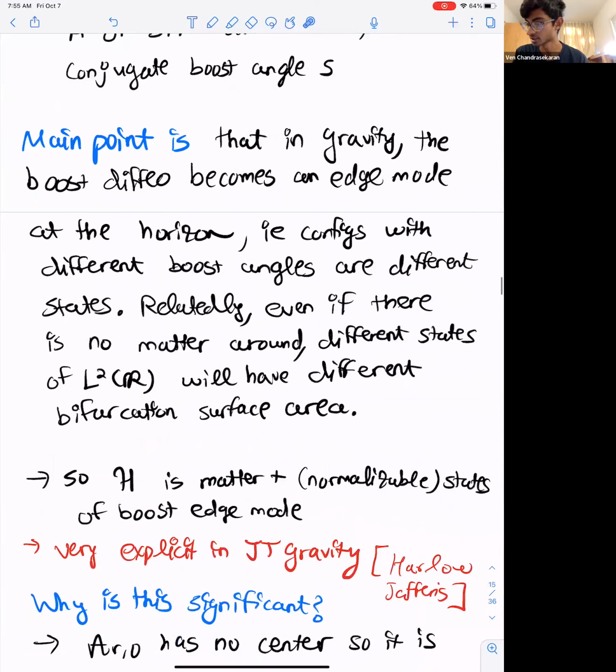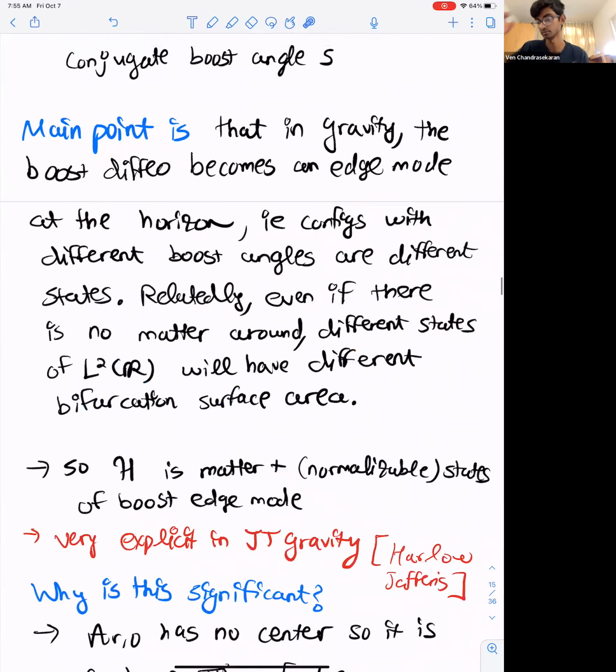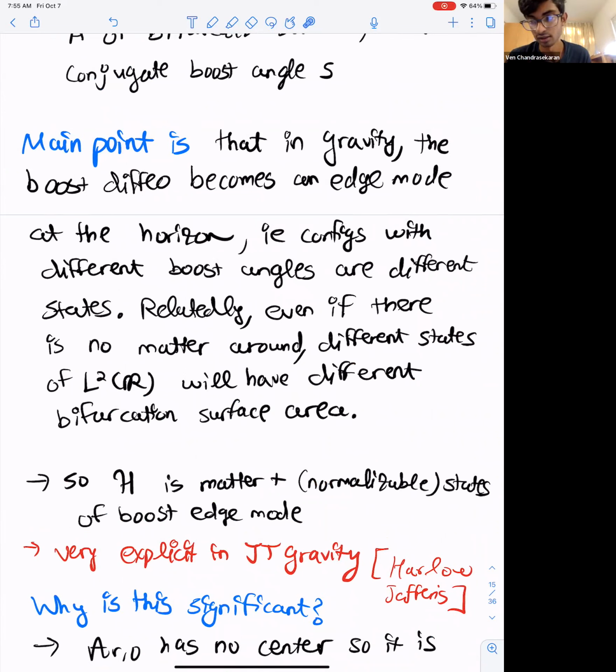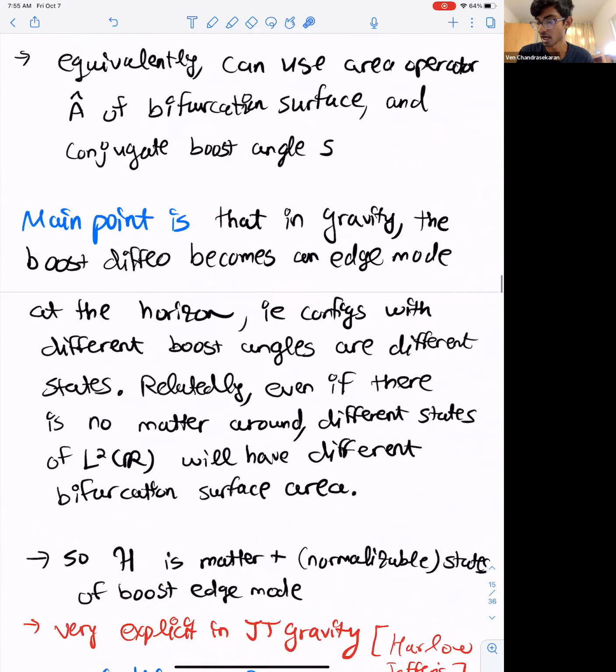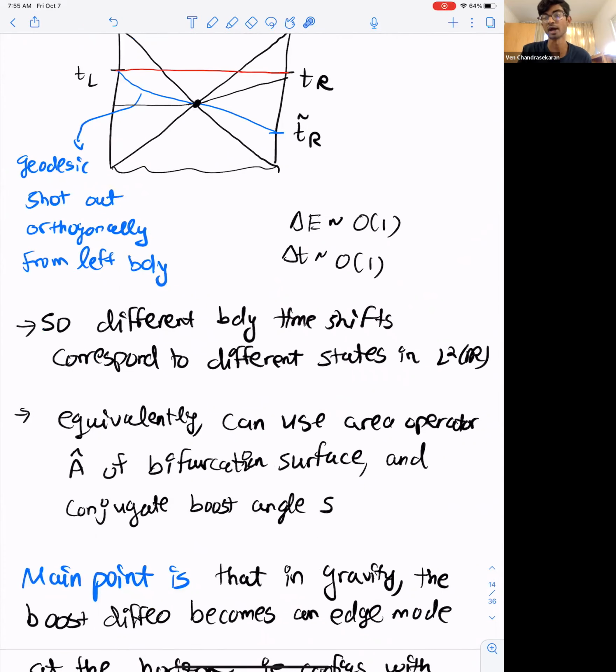Okay, so just one last thing I want to say before I move on: even if there's no matter around, states with different boundary time shifts correspond to genuinely different states in this cross product Hilbert space. So even if I'm not doing anything to the matter and the state of the matter is frozen, if I change the boundary time shifts, this gives me different states in my Hilbert space because these boundary time shifts are coming from these large diffeomorphisms at the boundary. So that's the sense in which I'm thinking of these as additional modes, or gravitational edge modes or boundary modes, hydrodynamic modes, however you'd like to call them.